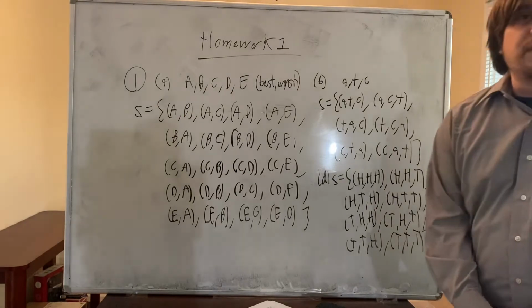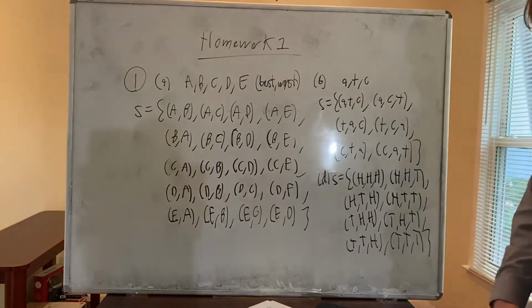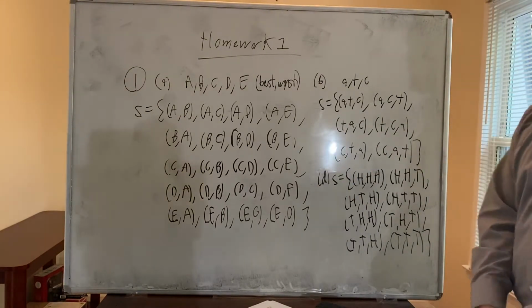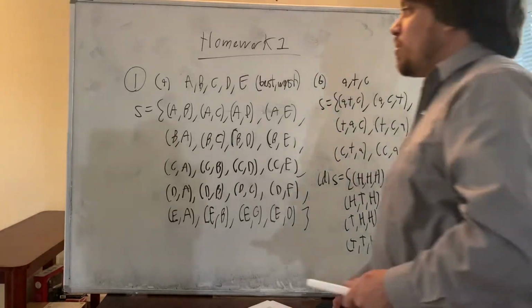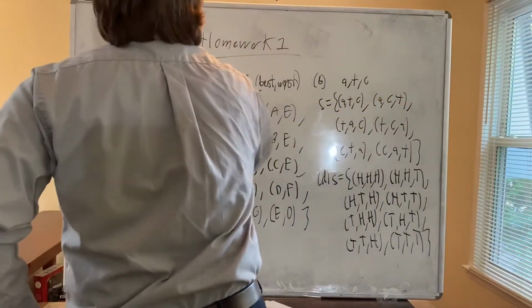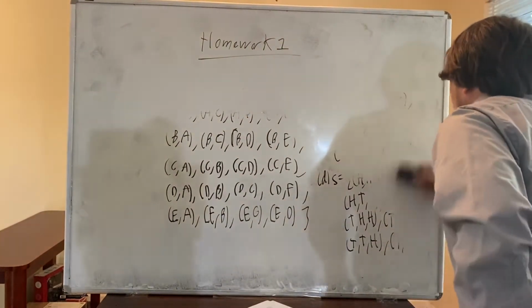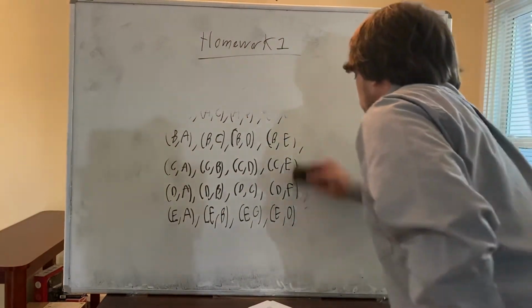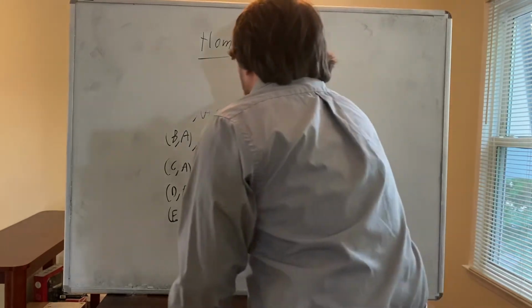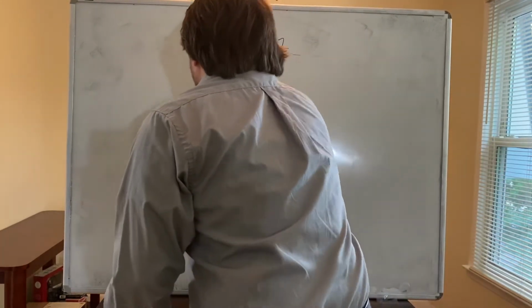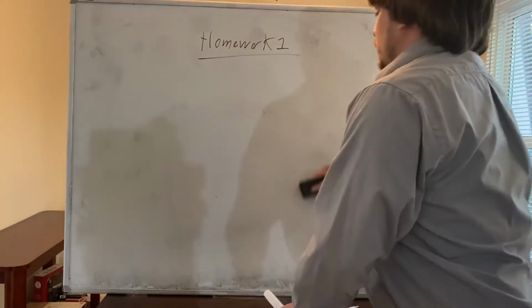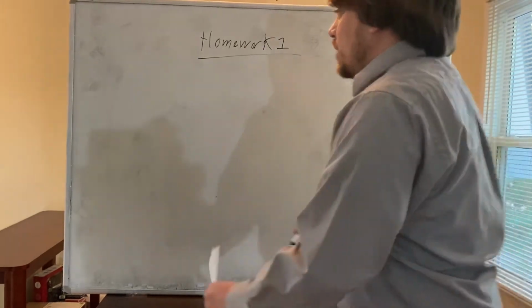So hopefully that makes sense. So you need to know how to find the sample space of an experiment, the set of simple outcomes. So, okay, that's number 1. Let's look at number 2 on the homework sheets.